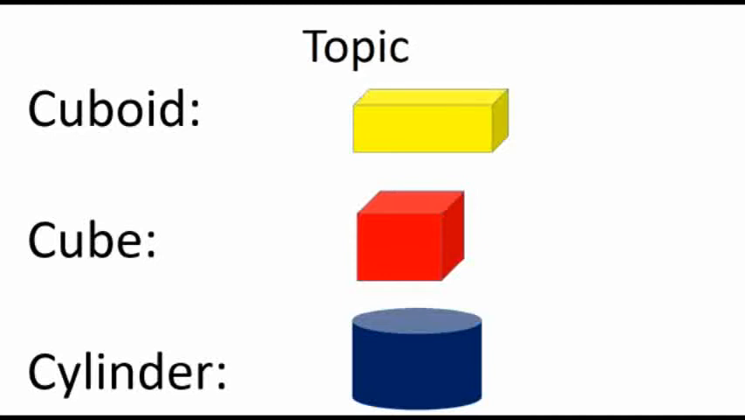cuboid, lateral surface area of cuboid, volume of cube, lateral surface area of cube, total surface area of cube, and for cylinder, volume of cylinder, lateral surface area of cylinder, and total surface area of cylinder.